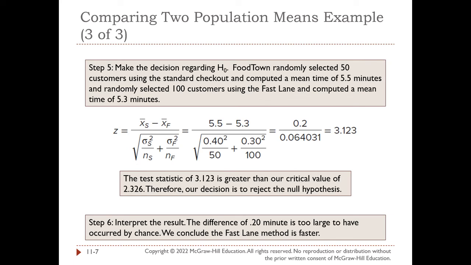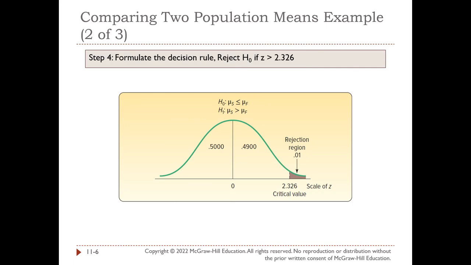Anyway, we're going to take the standard deviation that we now know that they assumed is 0.4 squared divided by 50, because that is the randomly selected amount for standard checkout. And then we do the same for our fast lane. We're going to add them together and take the square root. Comes out to 0.064031. And divide it by that 0.2, we come out to 3.123. So the test statistic is greater than our critical value of 2.326. Therefore, our decision is to reject the null. Okay, it falls within the tail.